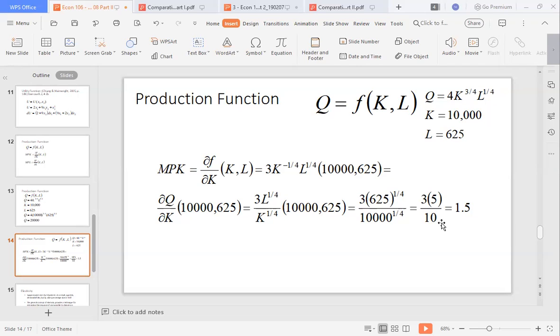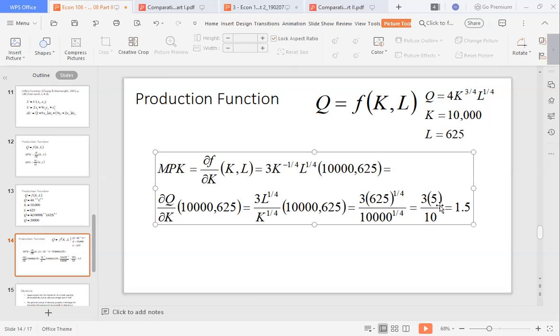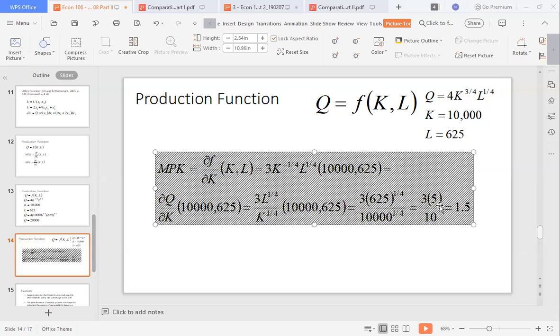Again, class, sanay tayo na we're only given a production function, and then we get the partial derivative with respect to K or L. In this case, it's very specific. We have a value for K and L there, and so we got 1.5 as our marginal product of capital. Now, let's take 5 minutes of our time. Let's try to solve partial Q partial, this time MPL naman.